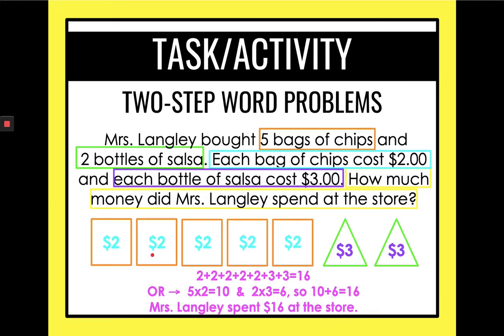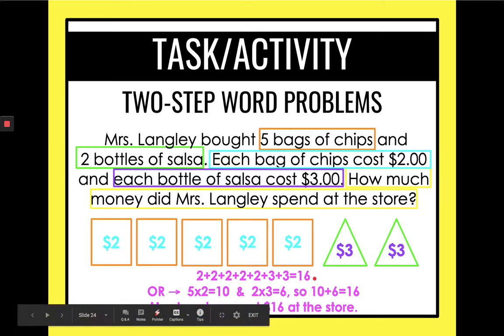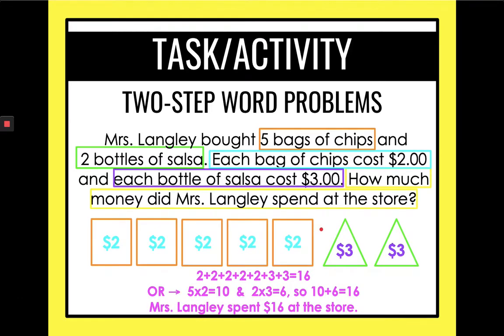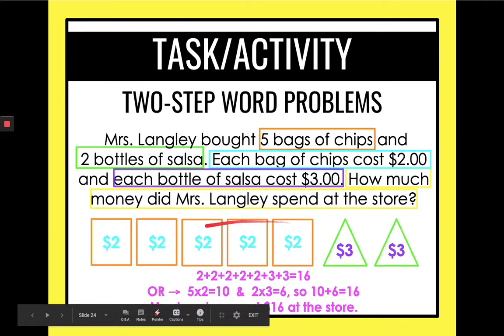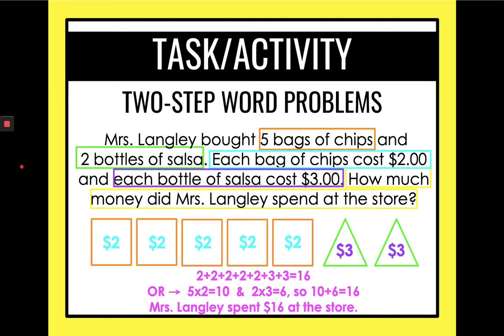So I can think about this as an addition problem: 2 plus 2 plus 2 plus 2 plus 2 plus 3 plus 3, and add it all up to get 16. Or I could think about this as groups of. I have 5 groups of 2, which is equal to 10, and 2 groups of 3, which is equal to 6. So 10 plus 6 is 16. Miss Langley spent $16 at the store.